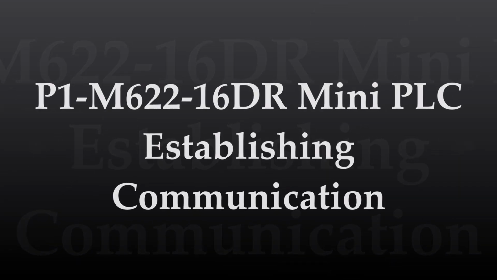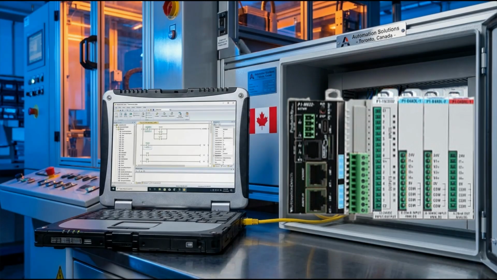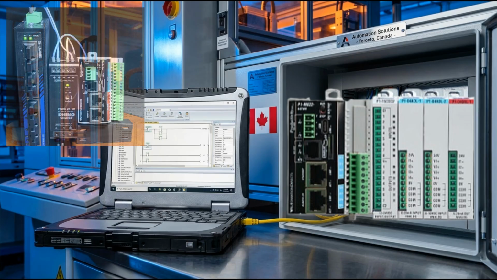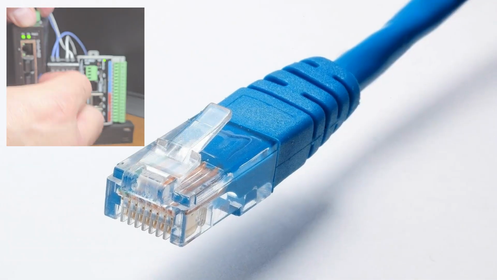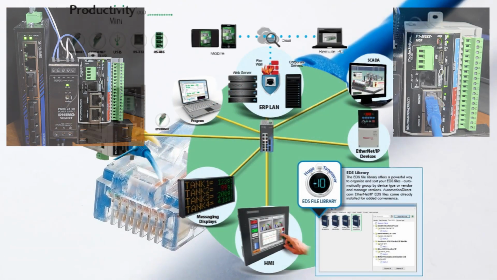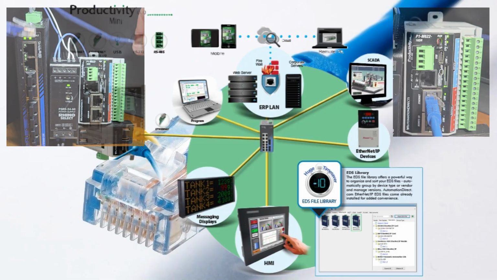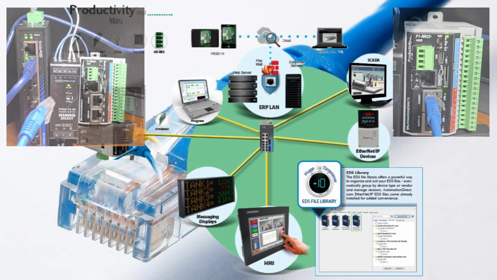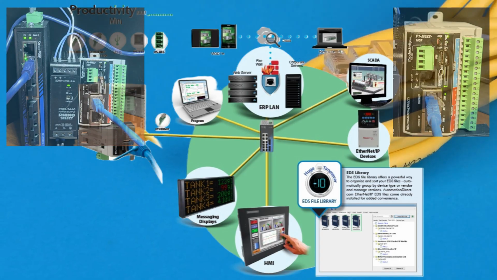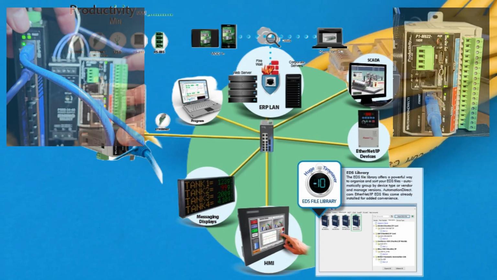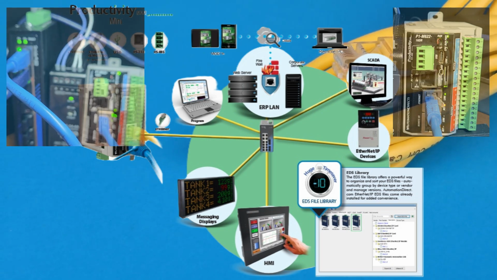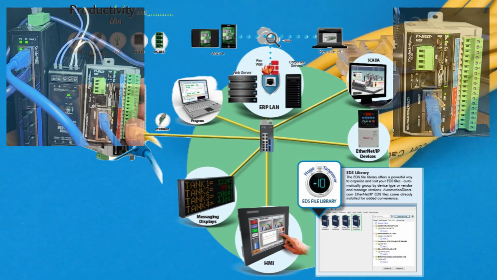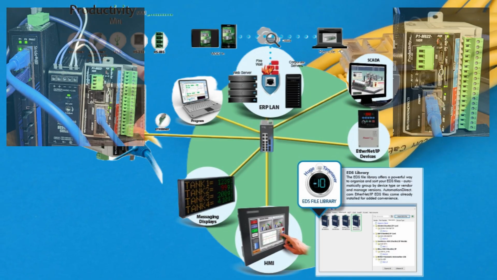We will connect the Productivity Mini PLC P1-M622-16DR to our computer running the Productivity Suite software. An Ethernet RJ45 communication link will be made to our programmable logic controller. The P1-M622 series packs 6 communication ports into a standalone package smaller than your hand. That's USB-C programming, dual Ethernet ports, RS-232, RS-485, and a microSD slot for data logging, all without needing separate I/O modules or power supplies. Let's get started.